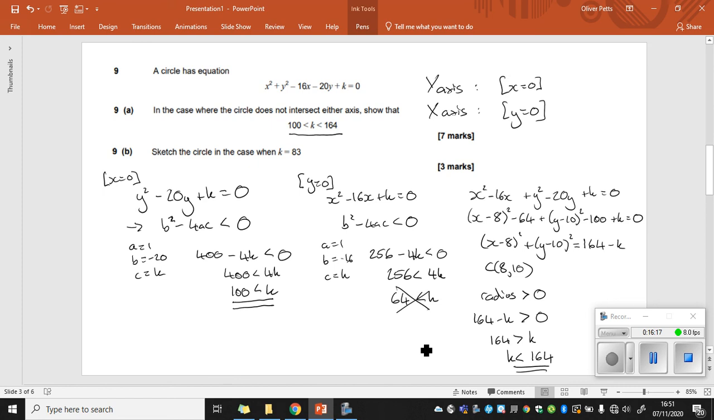So let's bring the two inequalities together, and we can conclude that k has got to be greater than 100, but it's going to be less than 164.